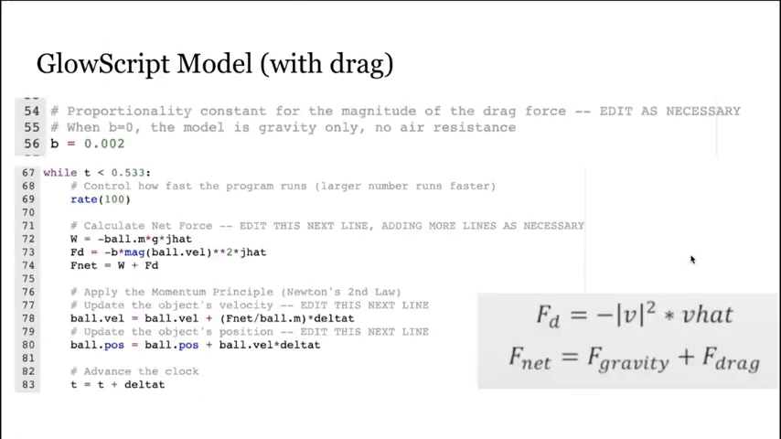Moving on, for the GlowScript model that does take into account drag, I kept everything the same, except I added FD, or the drag force, and basically I used trial and error to find b, where the final position from the computational model was closest to the observed final position. And FD just represents the drag force here, the formula.